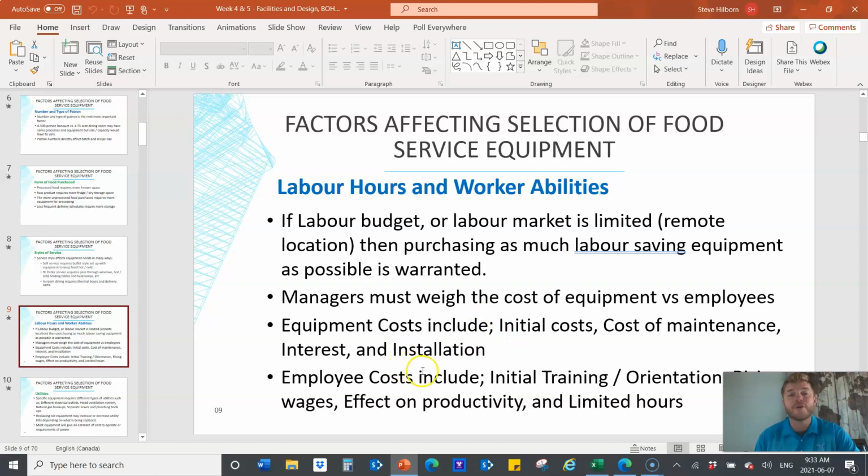And equipment costs also have a bunch of different things that go with them. And this could be the initial cost, which is the installation, but also the training that you have to go through with all of your employees, the cost of yearly maintenance. If you are borrowing money to purchase this, it could be some of the interest, rising wages, effect on productivity, limited hours. All of these things have a little bit of a weigh-in on what kind of food service equipment that you may purchase.